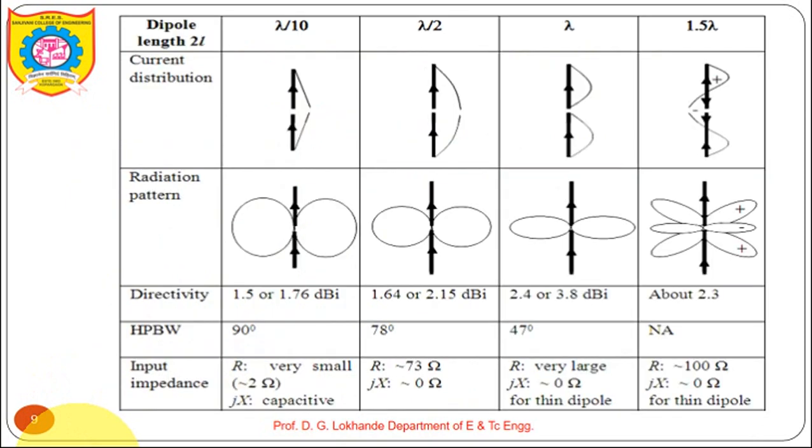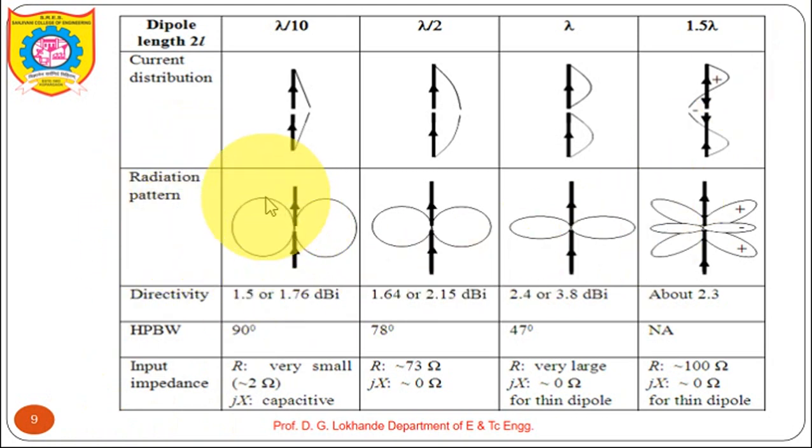Then, for the different comparisons of the dipoles, we can see lambda by 10, lambda by 2, lambda, and 1.5 lambda. The current distribution in lambda by 10 is trigonometric, whereas in lambda by 2 it moves properly from one point to another. Maximum current flows through the circuitry. Then for lambda, again we have the maximum current, and for 1.5 lambda we also get a maximum current.